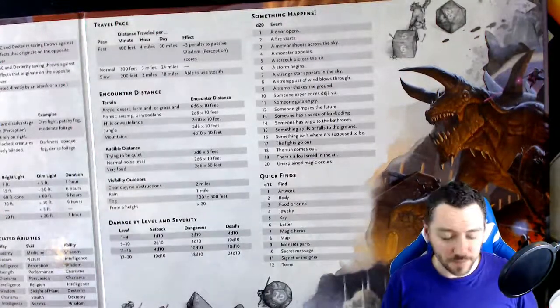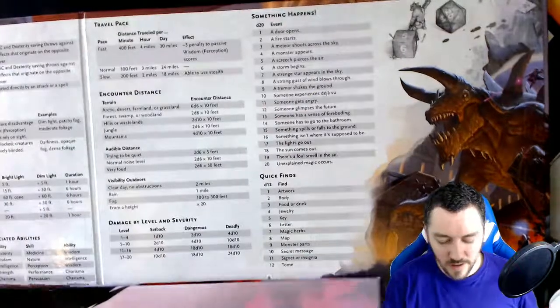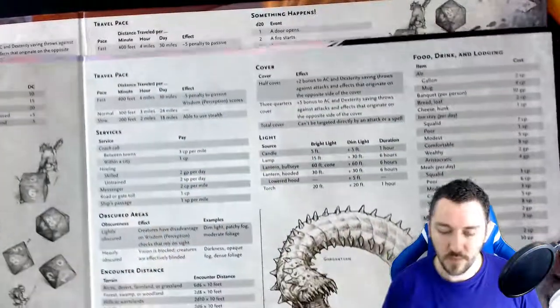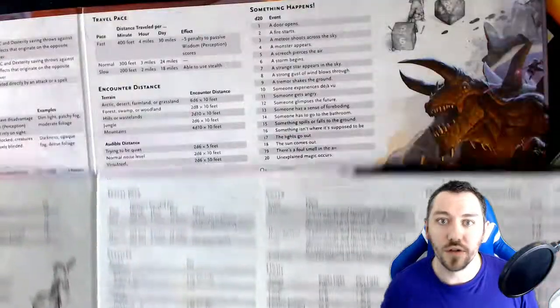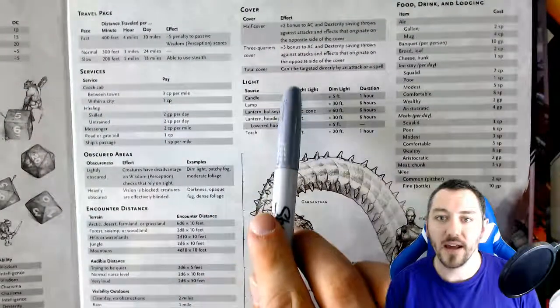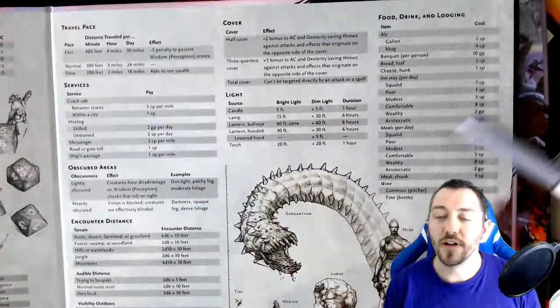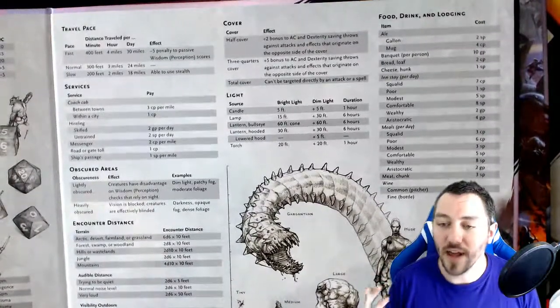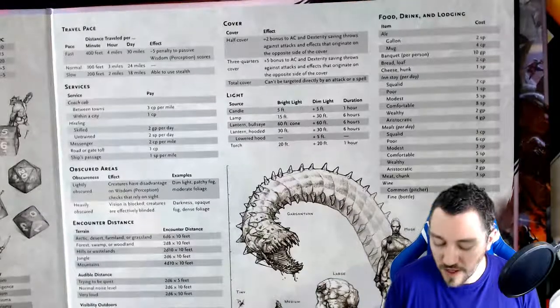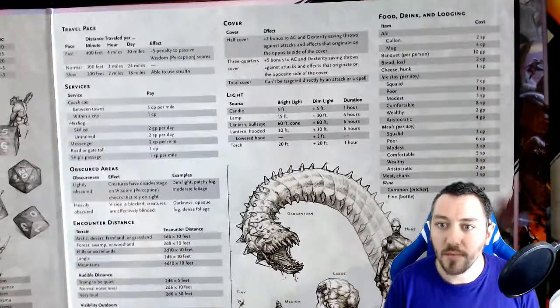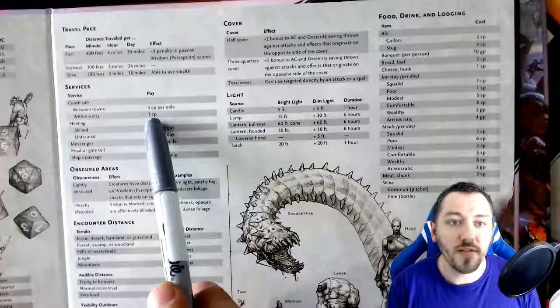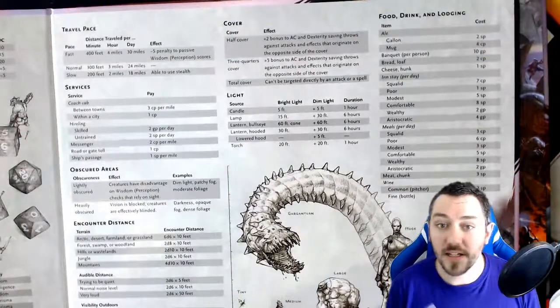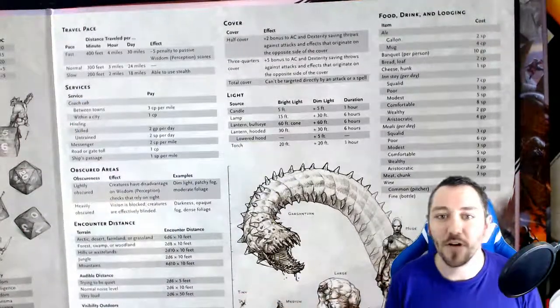Now for the new one, this has all sorts of different stuff. It's got the cover again here and the light source. Food, drink and lodging. So if your characters want to stay at an inn to get a long rest to recover all their health and spell slots and that sort of thing. It's all there, how much it all costs. Services, if they want to travel from place to place, you can see how much like a cab will cost. I think that's amazing.